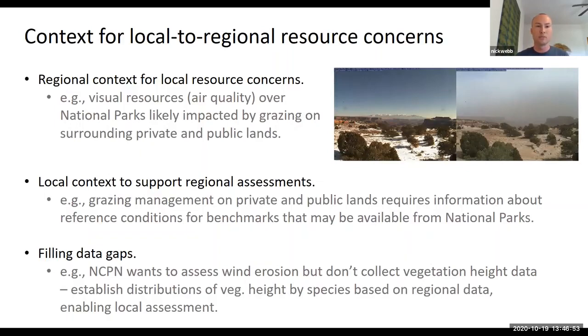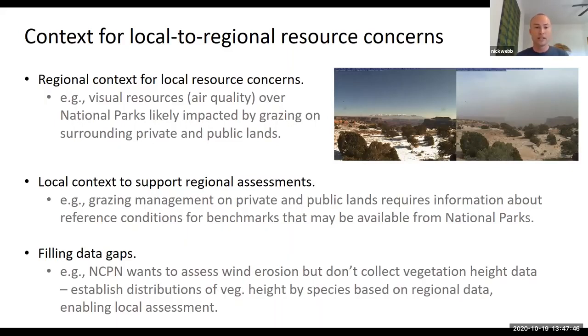So the different monitoring data sets can provide regional context for local resource concerns. As an example, air quality over national parks is likely impacted by grazing on surrounding private and public lands. We can use the monitoring data sets to make an assessment of erodibility of these landscapes and potential dust emissions that might be impacting air quality downwind. We can also establish local context to support more regional assessments. So thinking about grazing management on these private and public lands, we might want information about reference conditions to support benchmark development for our assessments. There may be few reference sites on these more heavily used lands, but we may be able to get information on that from national parks that may be less disturbed.